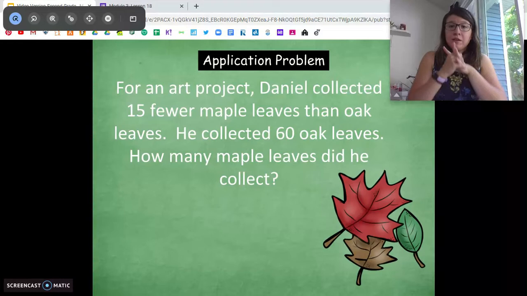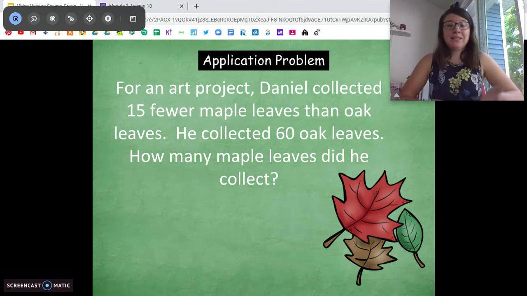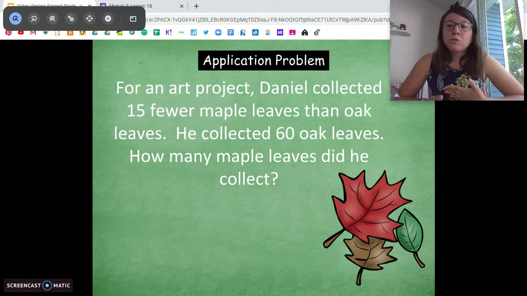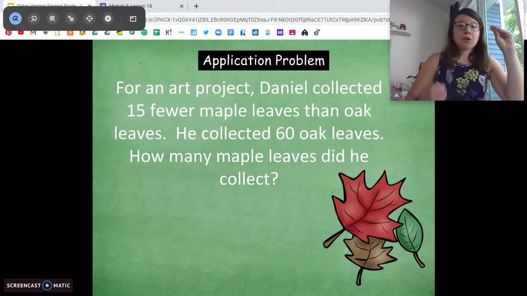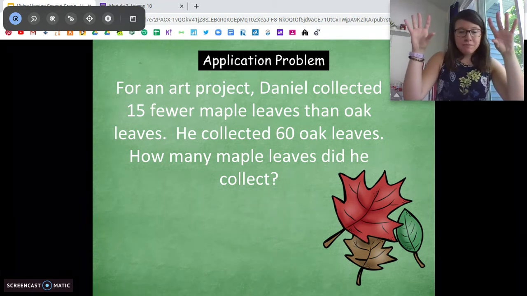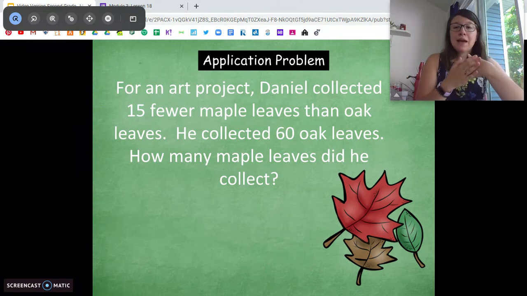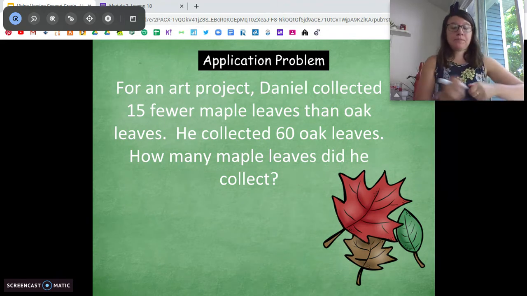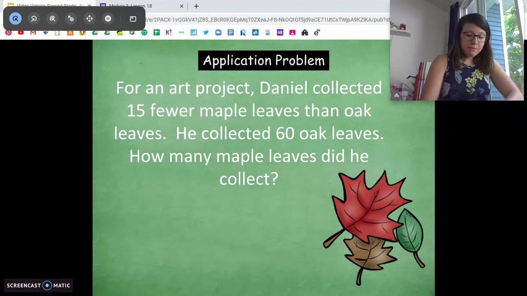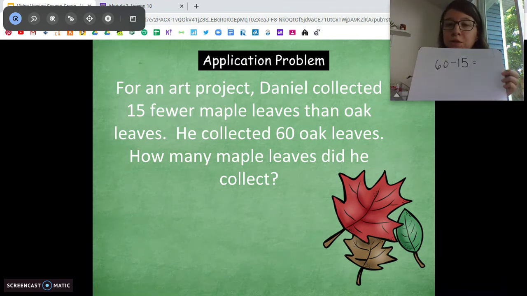Okay, so let's talk about it. So it says Daniel collected 15 fewer maple leaves than oak leaves. So he collected fewer maple leaves, which means he collected less maple leaves. He collected 60 oak leaves. So we know he collected 60 oak leaves. We need to take away 15 leaves to figure out how many maple leaves he collected. So I want you to set up that number sentence. It's going to be 60 minus 15. Set up that number sentence, and then do what you need to do to solve.